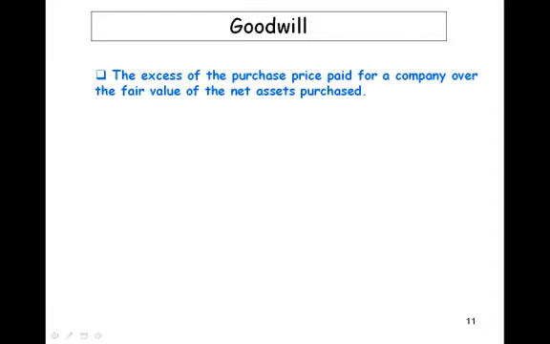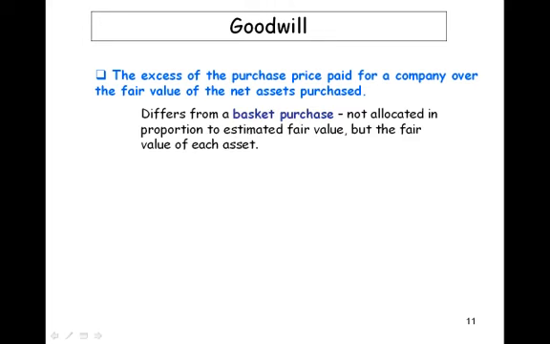Let's return to the subject of goodwill and examine in greater detail how it is computed. We have already defined goodwill as the purchase price paid for a company in excess of the fair value of that company's net assets. This differs from a basket purchase in that the assets are not recorded in proportion to their fair value. Instead, the net assets are recorded at their fair value, and whatever is paid in excess of this fair value is recognized as goodwill. We'll look at an example in the next 2 slides.